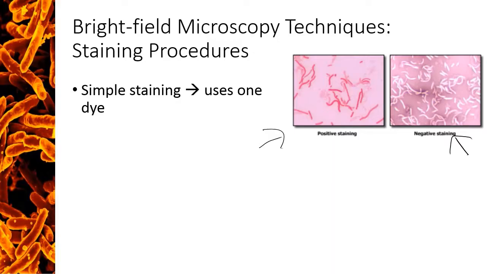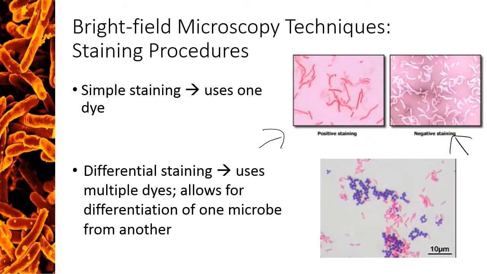If multiple stains are used, this is called differential staining. This is more common than simple staining because it allows you to differentiate one microbe from another by telling you something about the microbe's morphology. Simple stains will allow you to see the size and shape of an organism, but differential stains provide additional information depending on the stain. The gram stain image that is shown here is one of the most common differential stains used in microbiology.